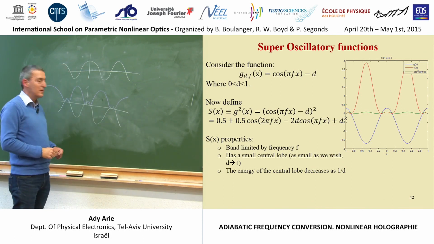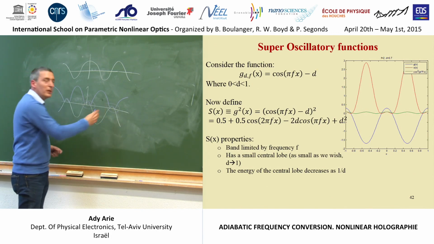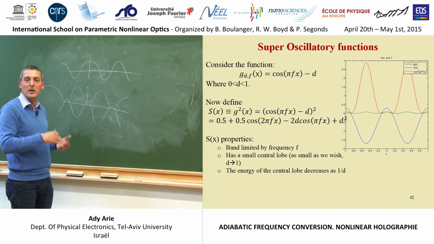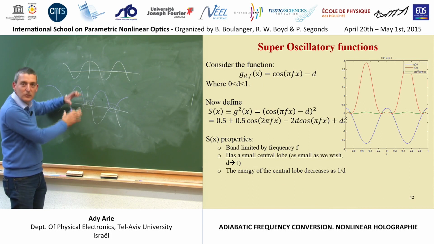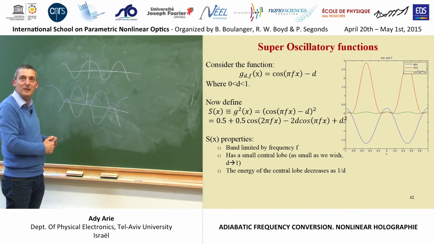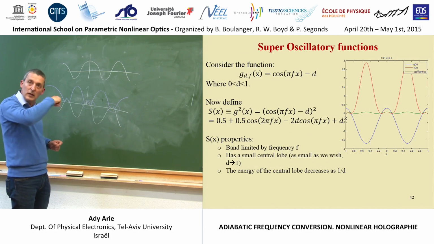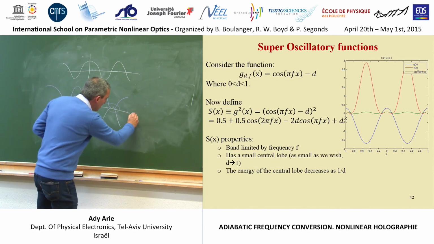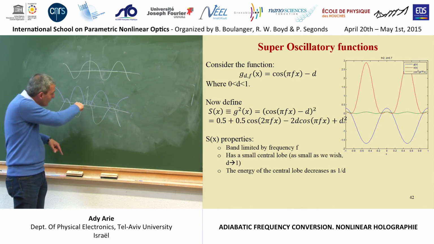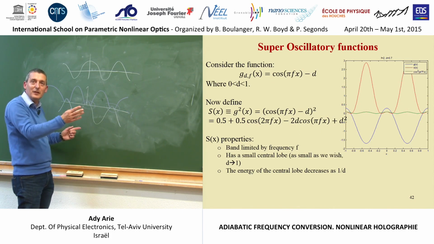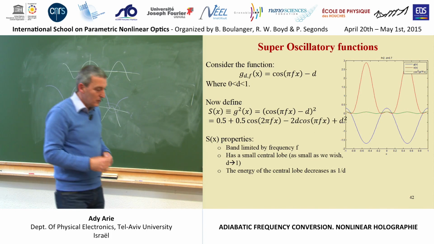Of course, here and here we can have oscillations which are much faster. The rate of oscillation just depends on the offset. As a function of time, it can oscillate much faster than 1 over the bandwidth. This is a very simple example, so this is what's written here.